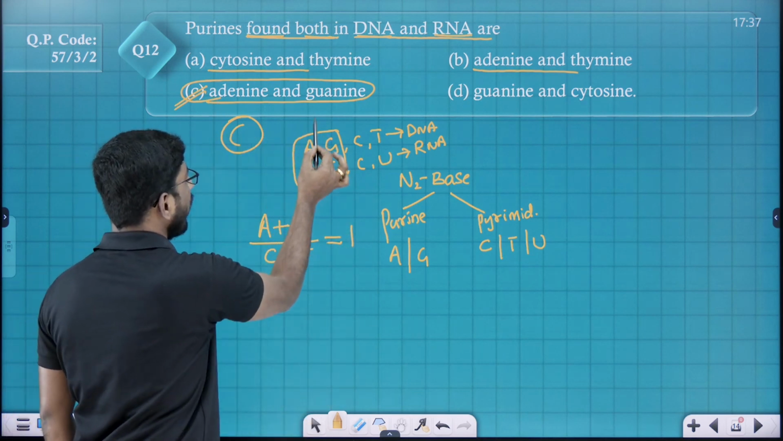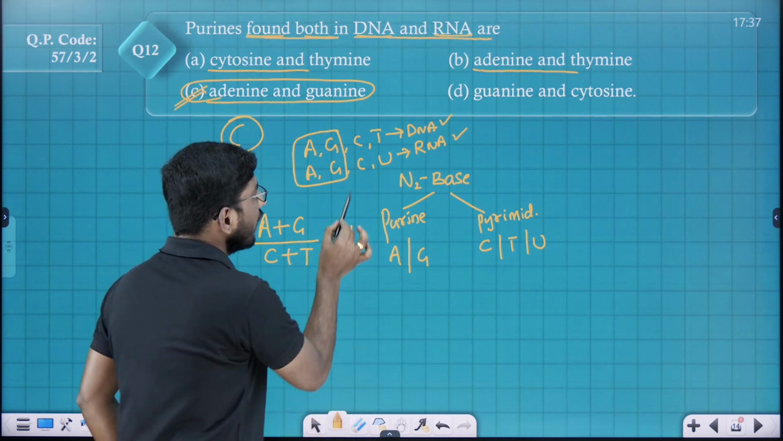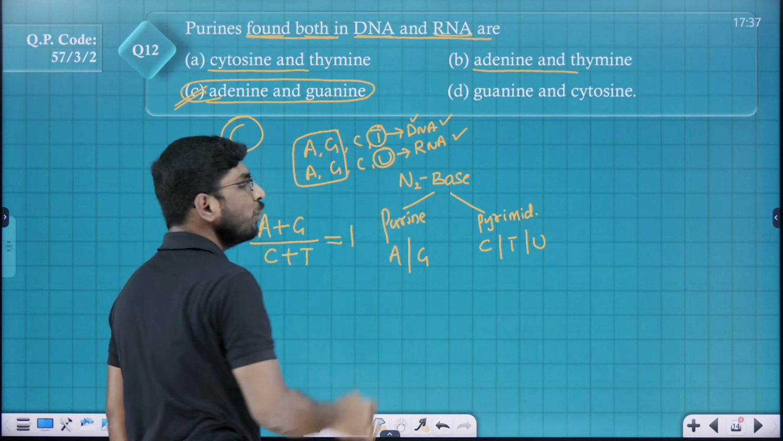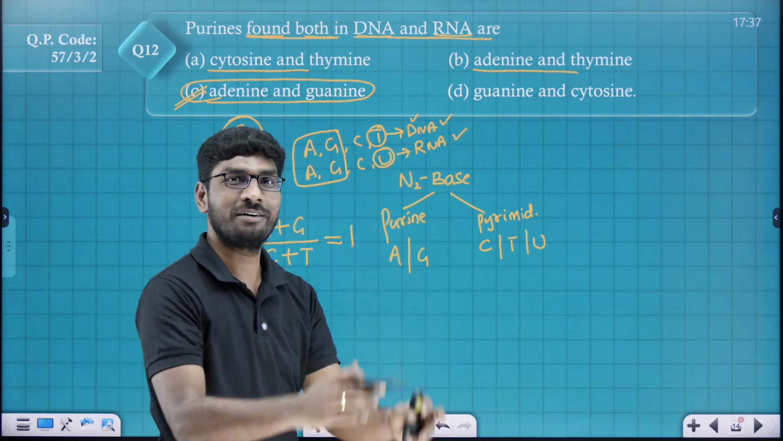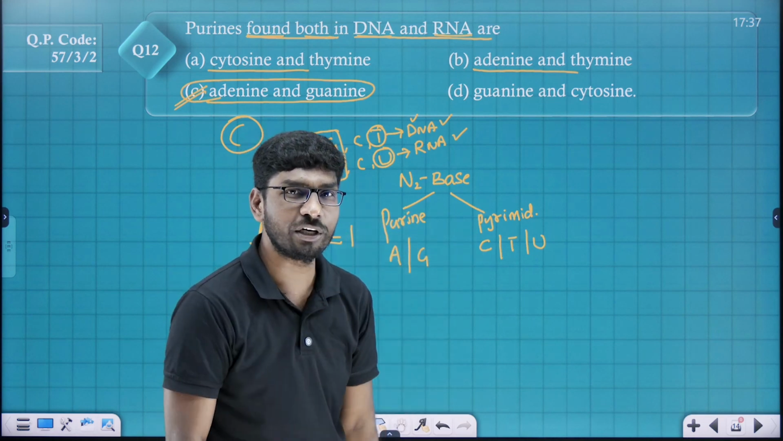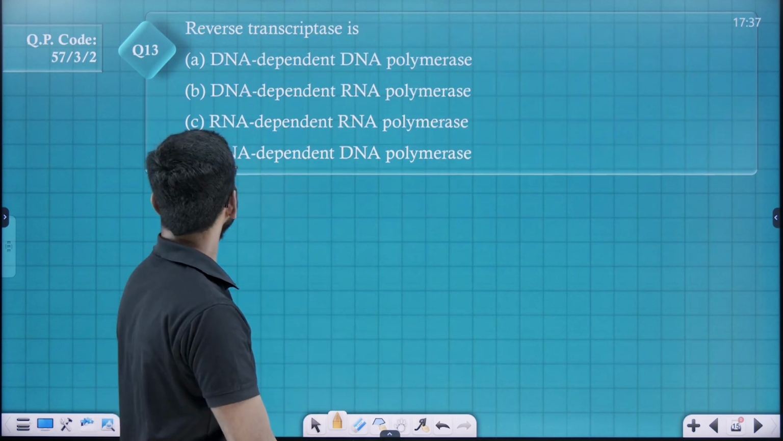So adenine and guanine are common in DNA and RNA. So where is the difference? Now T is present in the DNA, but in RNA U is present and T is absent. So the difference is in the pyrimidines, not in the purines. So the right answer is what? Adenine and guanine. Next question.